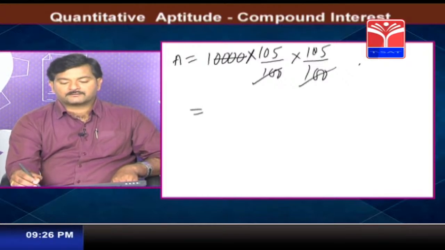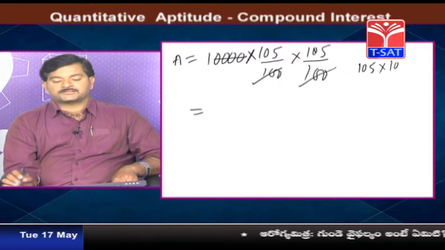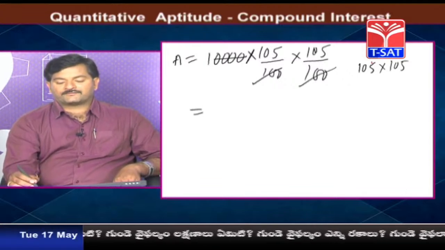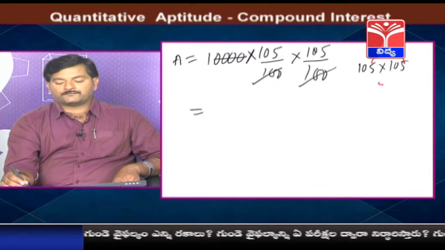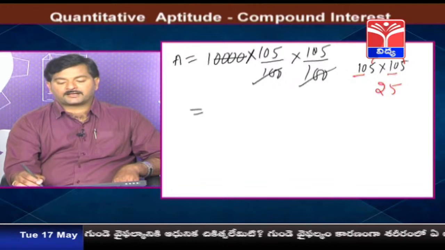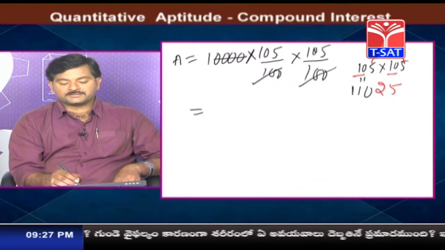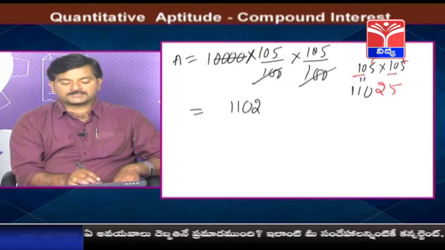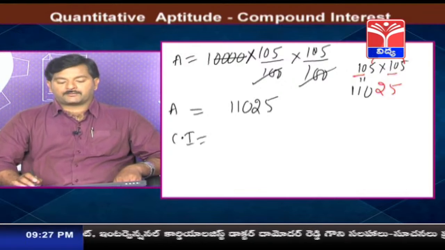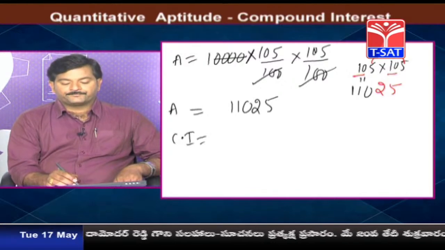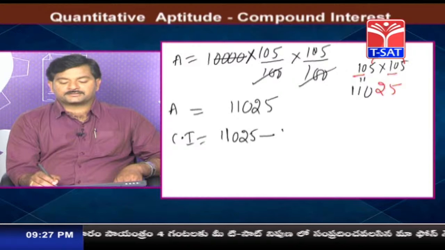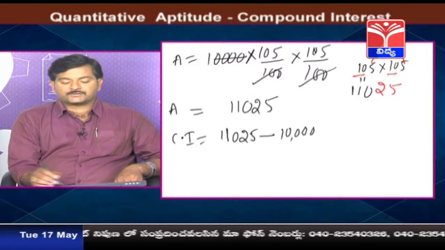So simply what I have to do? I have to multiply 105 into 105. Just now I told you a small trick to find 105 into 105. So 5 fives are 25. Here next how much? 10 is there. The number after 10 is how much? 11. 10 elevens are 110. Simply 11,025 rupees. This is the amount, but here I have to find the compound interest, not the amount. So from 11,025 we subtract 10,000. That is equal to what I am getting?